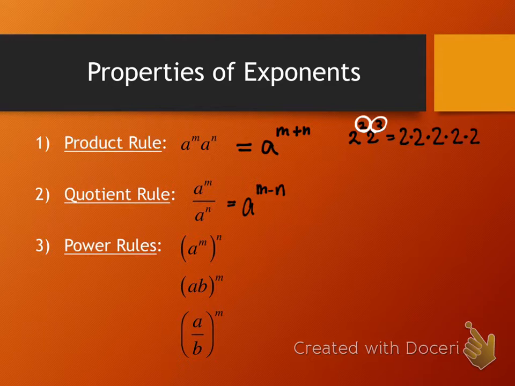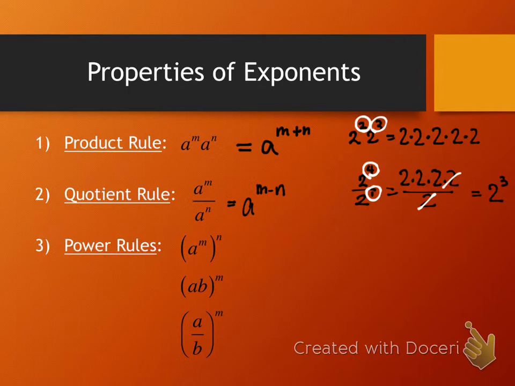And again, as an example of seeing that work, I'll still use my base of 2. So if I had 2 to the 4th over 2 to the 1st, well, 2 to the 4th means I have 2 times 2 times 2 times 2. And 2 to the 1st means I just have one of the 2's. And as they reduce, I end up with 2 to the 3rd when I'm done. And of course, again, you can see that I'm getting the 3 by taking 4 minus 1. Okay, so subtracting those exponents.